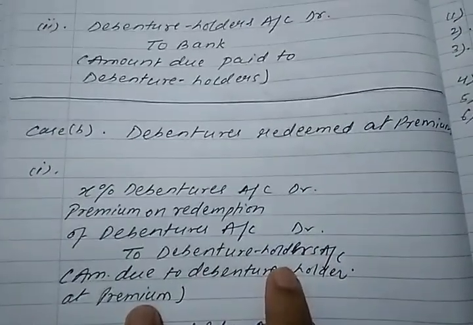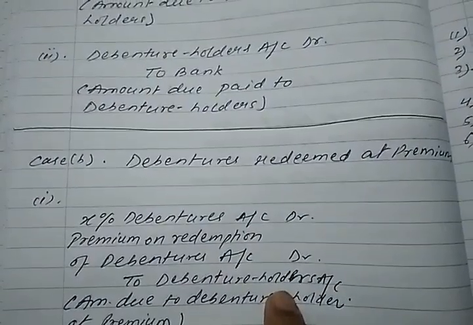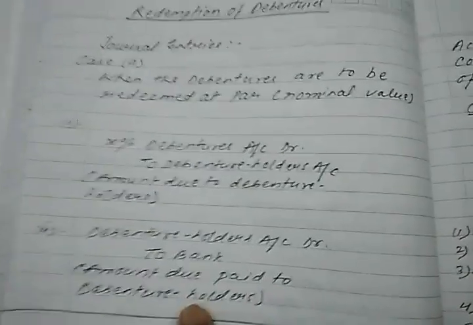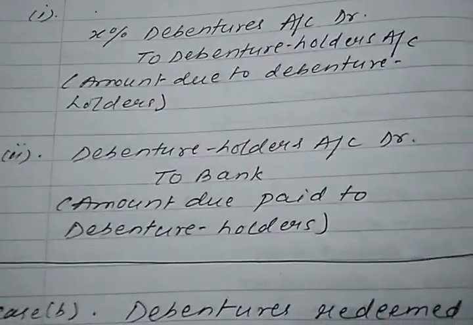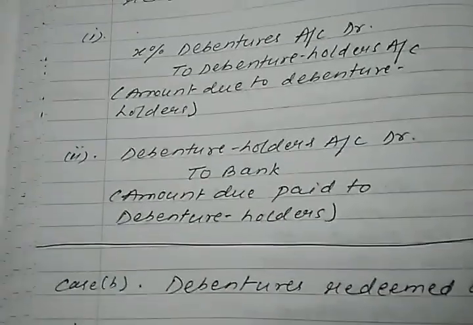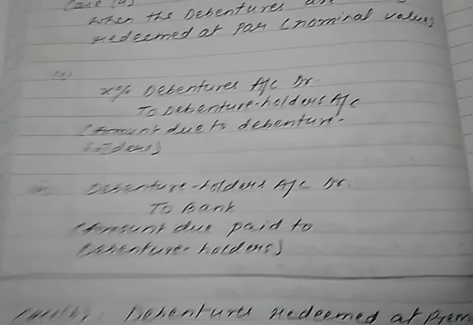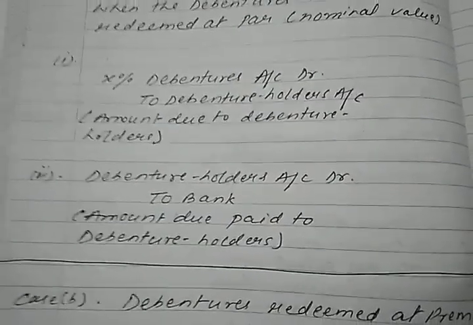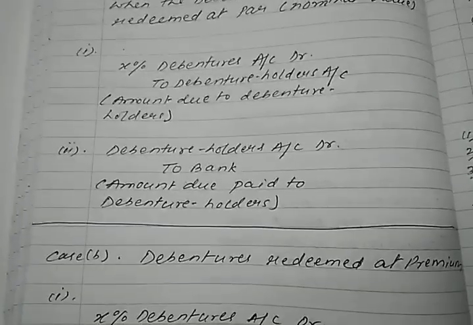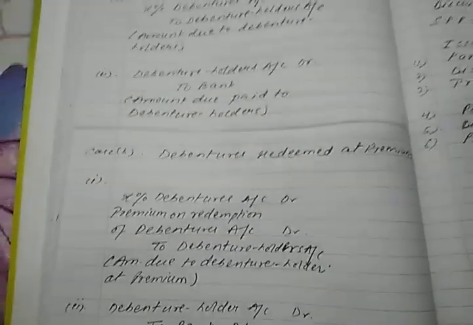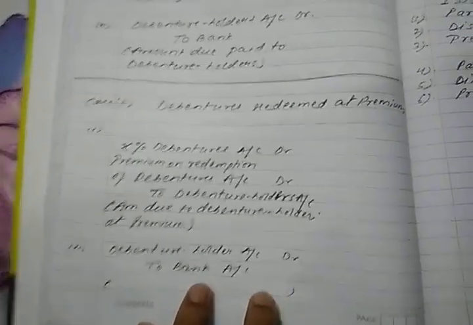Now there will not be any change in case A second entry and case B second entry. Debenture holders account debit to bank. So only a change can be seen in the very first journal entry, and no other change can be noticed in any of the entries passed in both the cases.